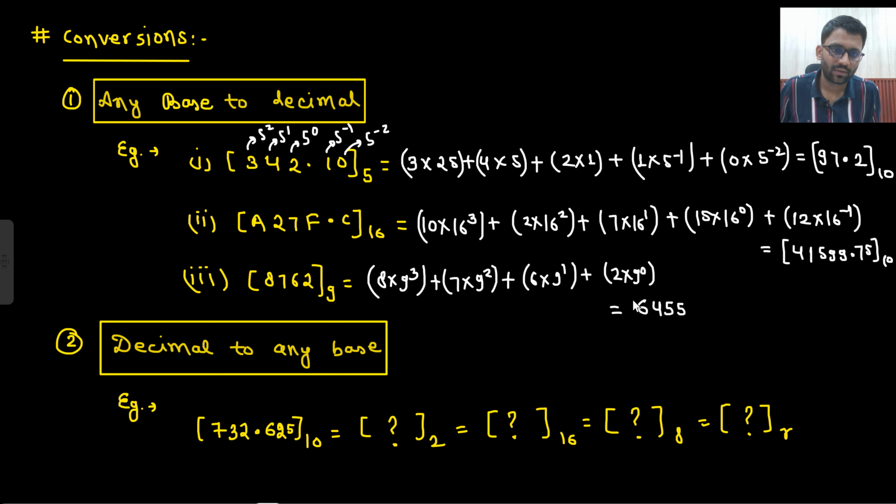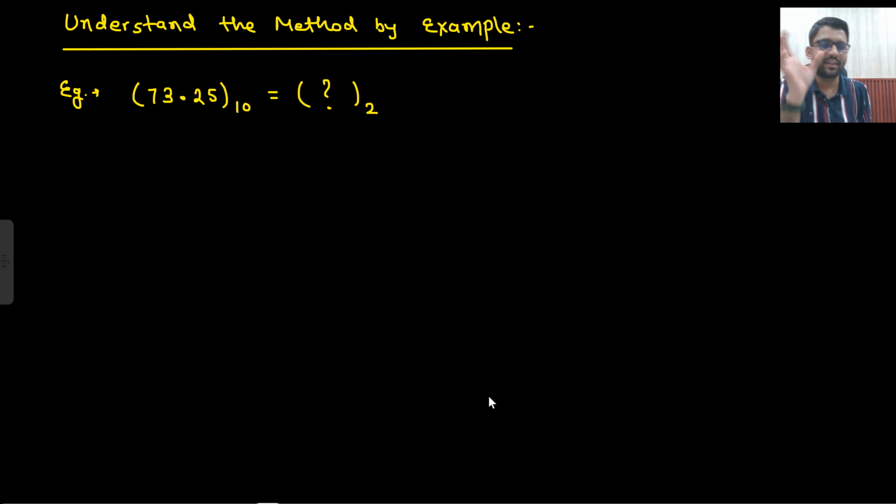604.55 with base 10. So from any base to decimal you can convert now. That would be very easy. Now if you want to go from decimal to any base, then how will you go? Like from decimal to base 2, base 16, base 8 or base r. So let's understand the method by a simple example.